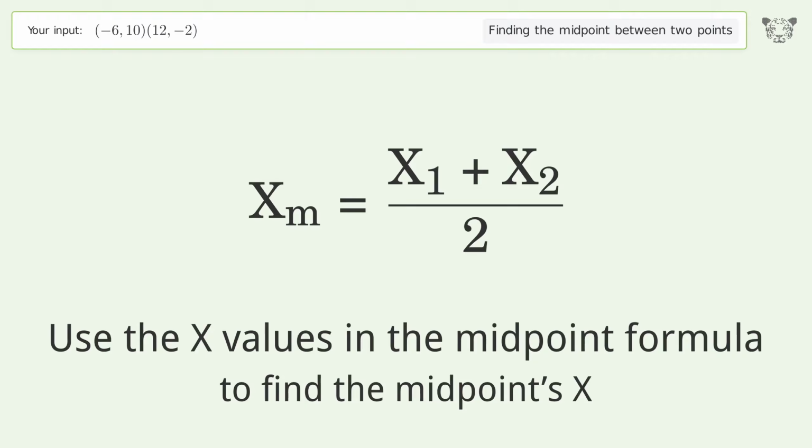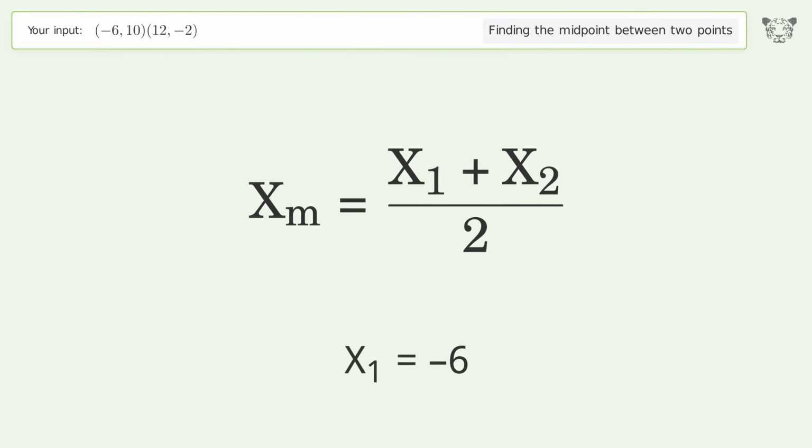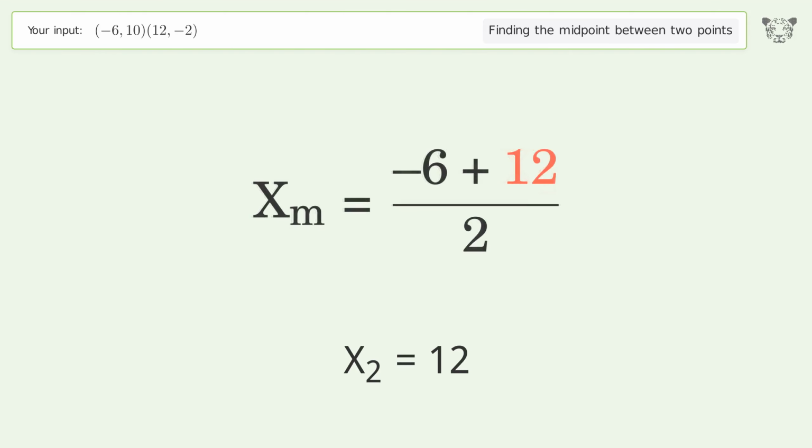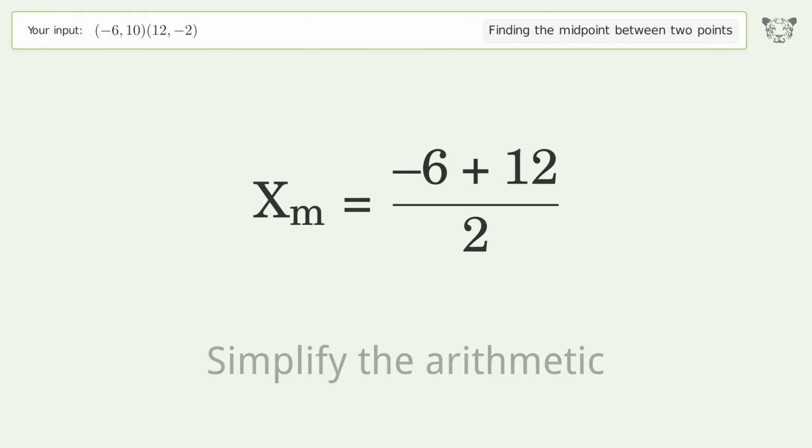Use the x values in the midpoint formula to find the midpoint's x. x1 equals -6. x2 equals 12. Simplify the arithmetic.